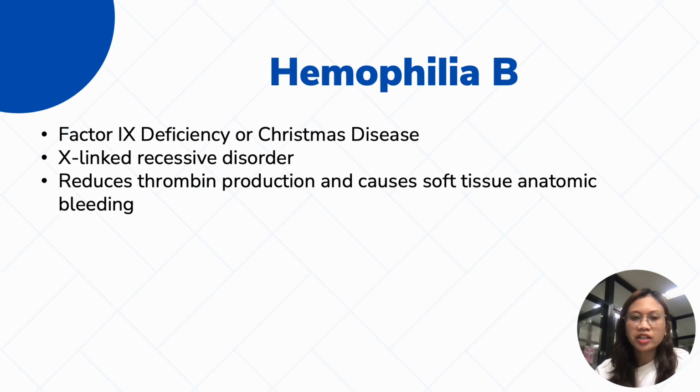The next inherited disorder is hemophilia B or factor IX deficiency, sometimes called Christmas disease, named after a person with the surname Christmas. Similar to hemophilia A, hemophilia B is an X-linked recessive disorder. A deficiency in factor IX reduces thrombin production and causes soft tissue anatomic bleeding.